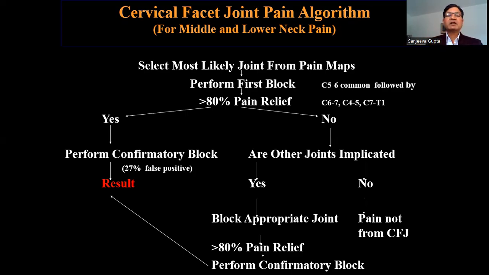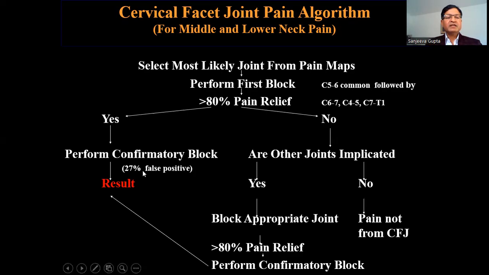Then once the procedure is done, come and assess the patient again before they're discharged and ask them to do all the movements which caused pain and find out if the pain is significantly better than what it was before the procedure. That will help us to find out if the pain is originating from those blocked facet joints.